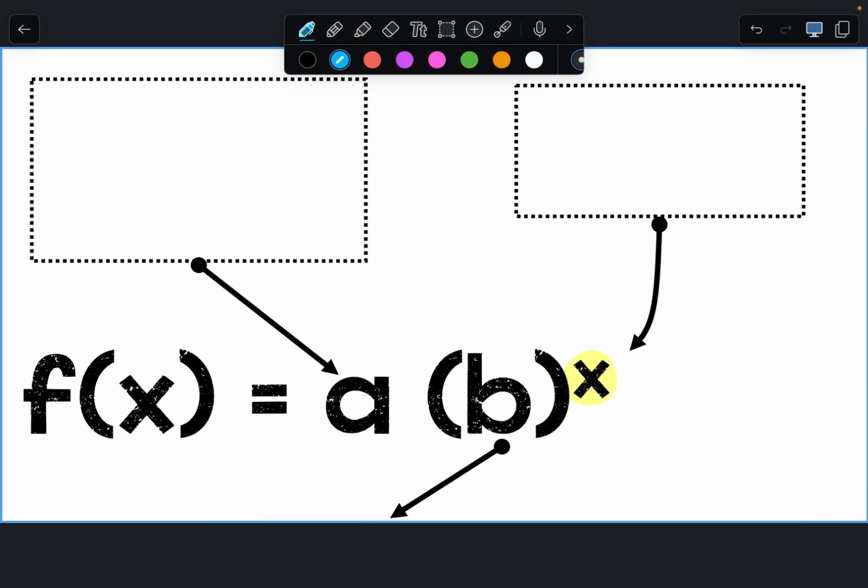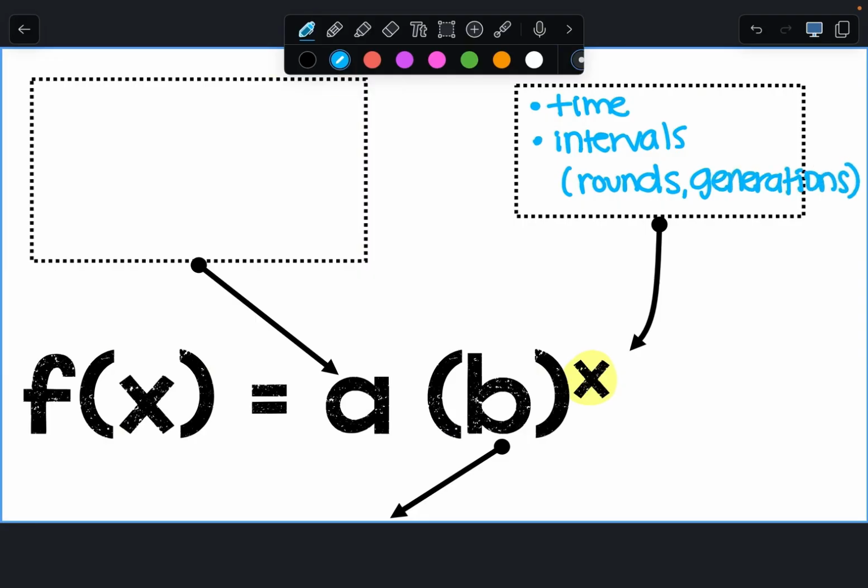Now, x is going to represent time or intervals in this unit. What I mean by intervals is, say the example is talking about the rounds of a tournament, like first round, second round, third round. Or we're talking about generations. First generation, second generation. Those are still forms of time, just not in seconds, hours, days, all that, okay?